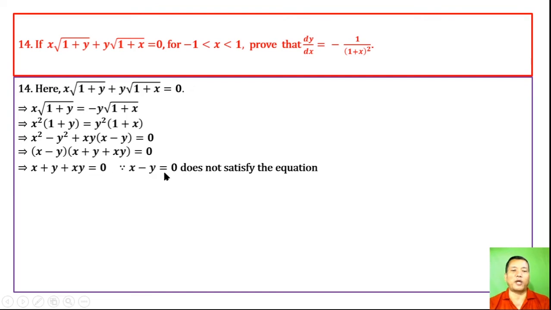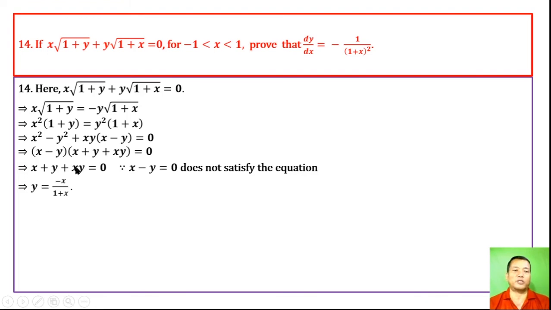Since x minus y equal to 0 does not satisfy the equation, the first factor may be 0 or the second factor may be 0. But the second factor is not 0. Since x minus y equal to 0 does not satisfy the equation, the equation is satisfied by the other factor.